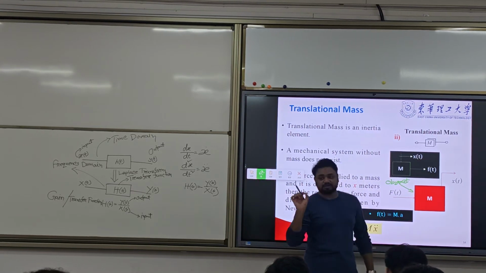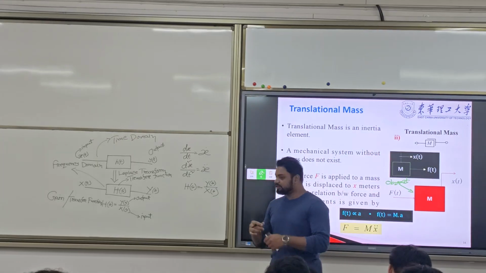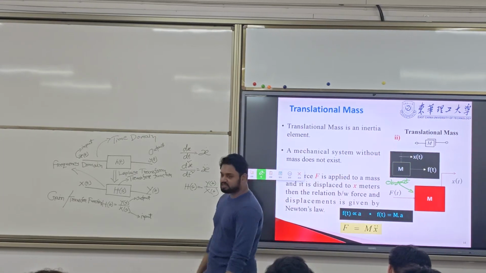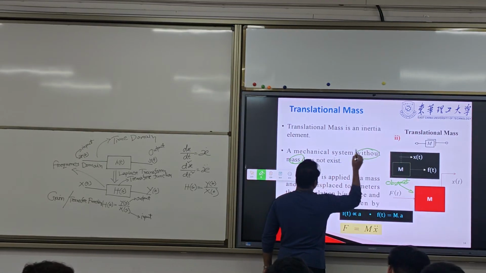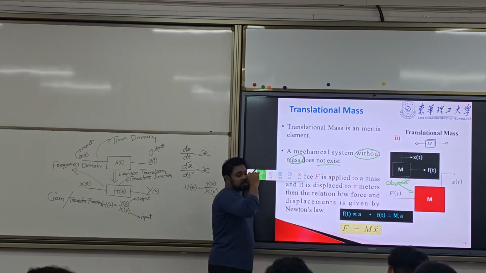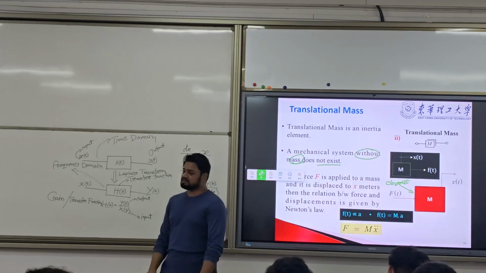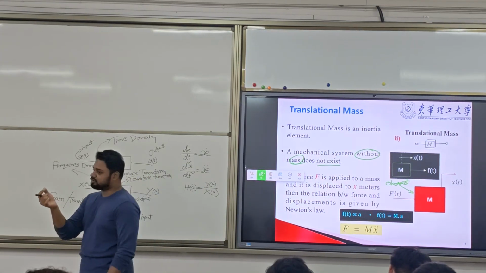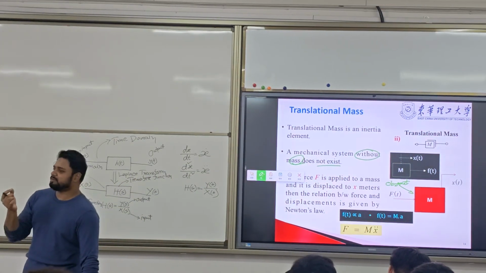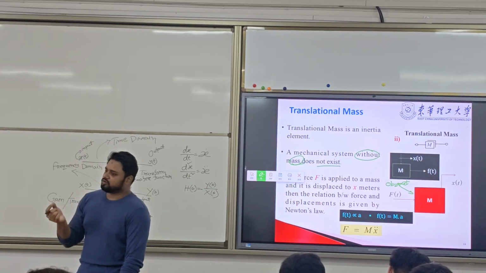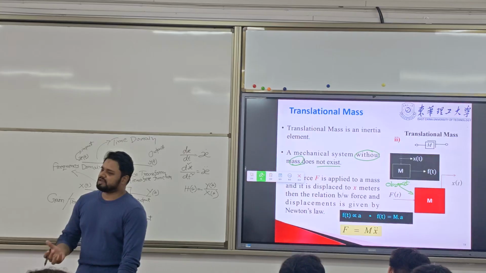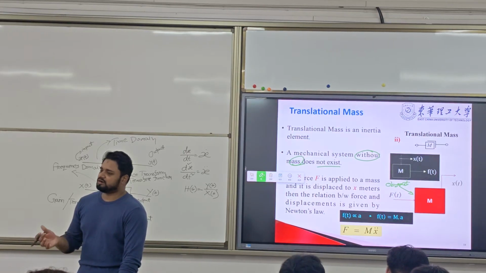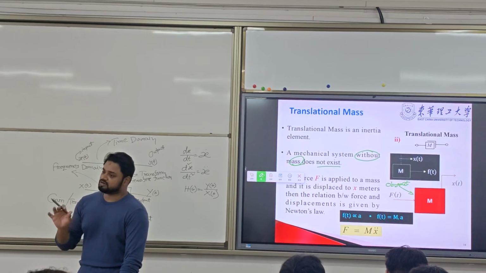And all the objects have mass. You will not find any object without mass. No object without mass exists. In any system, in the mechanical system, even electrons and protons have mass. In the practical world, you will not find any object that does not have mass. So all the objects have mass.